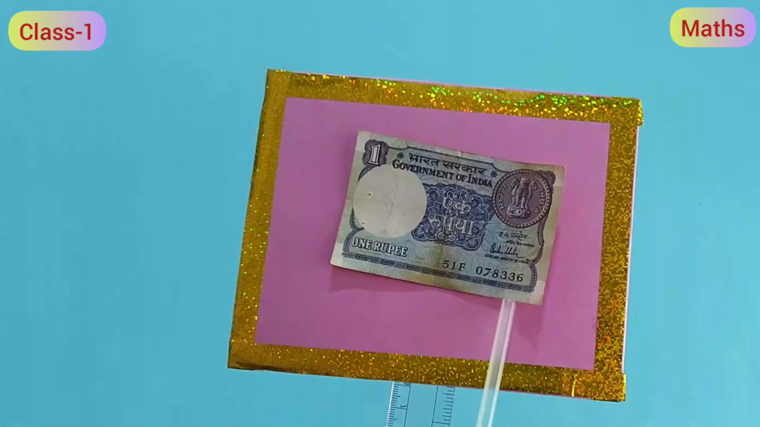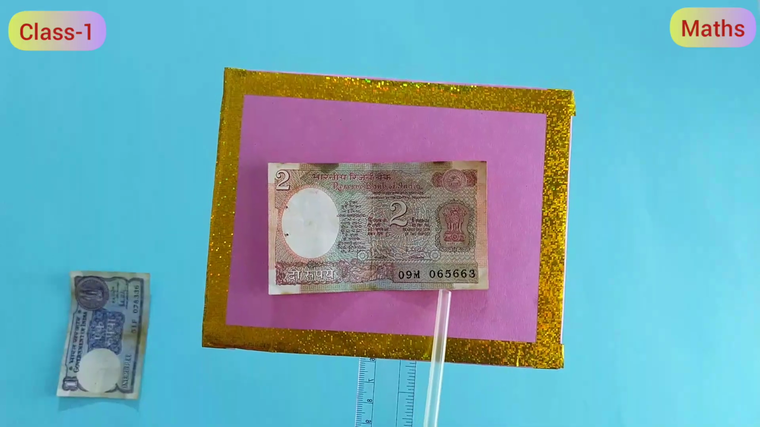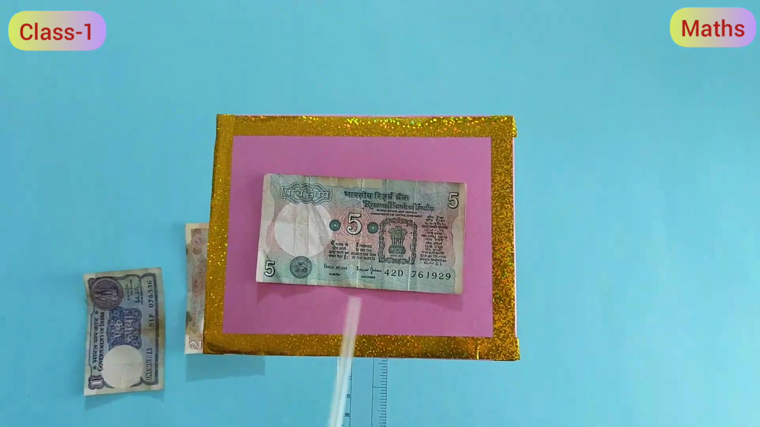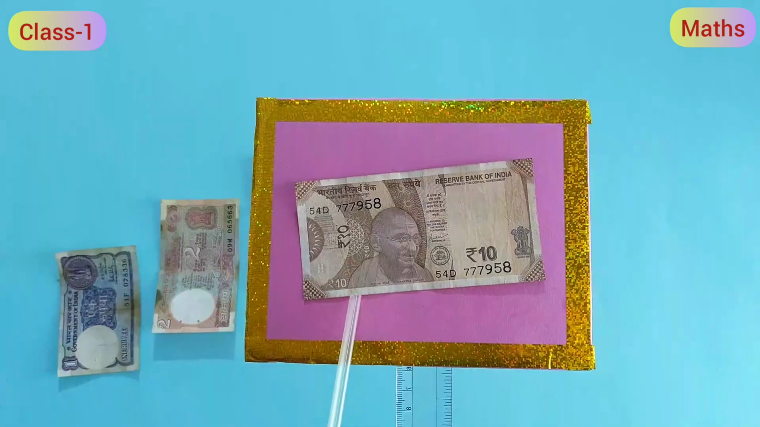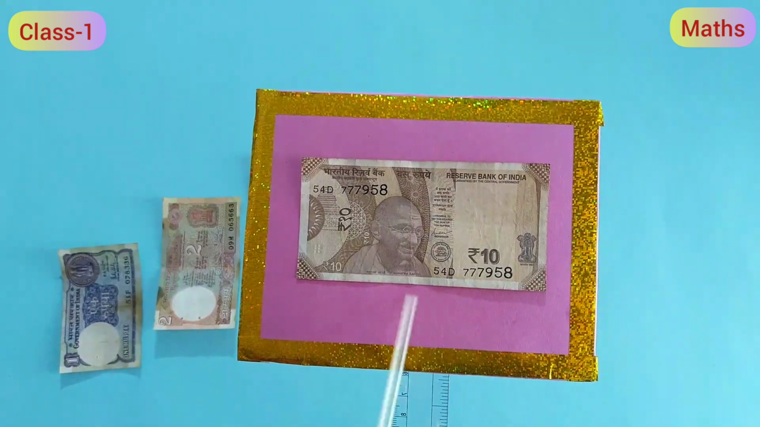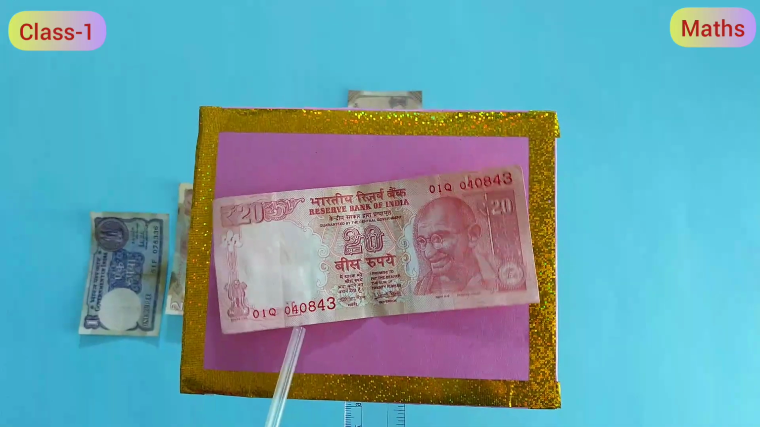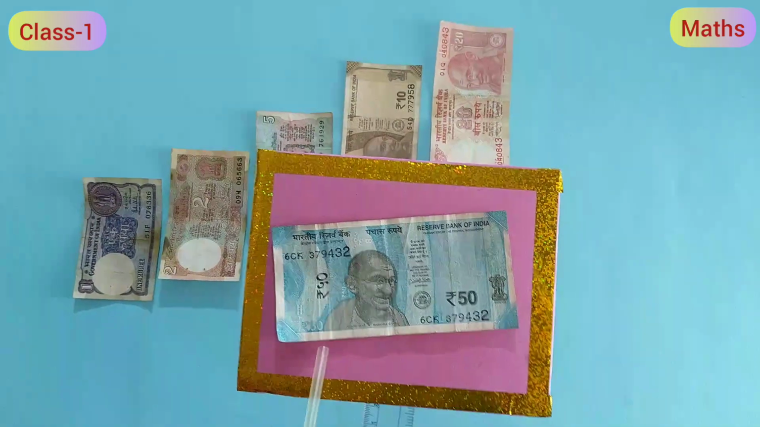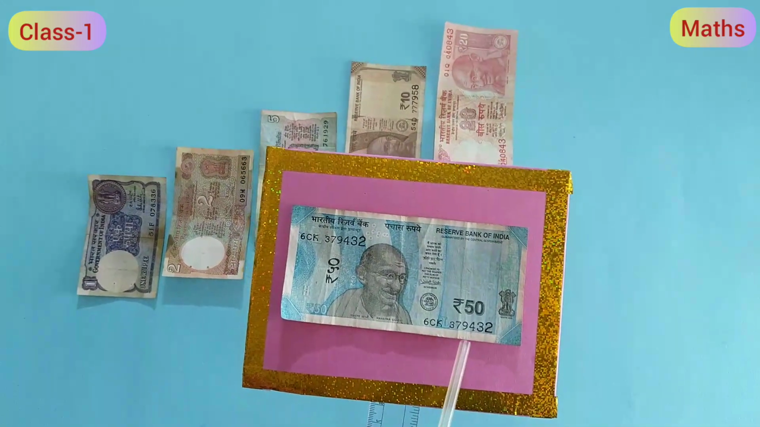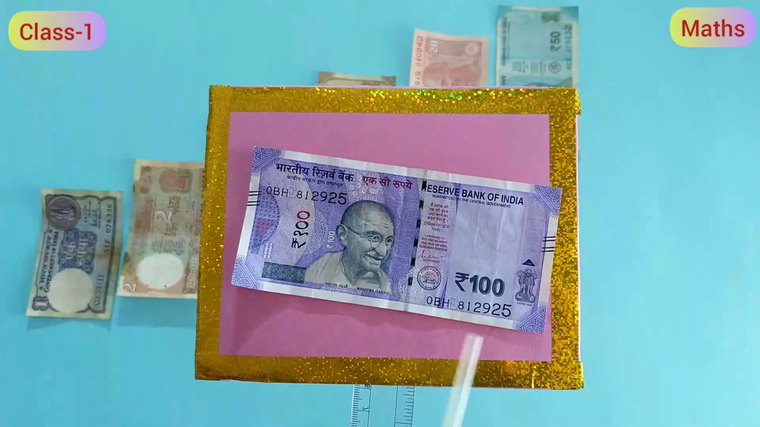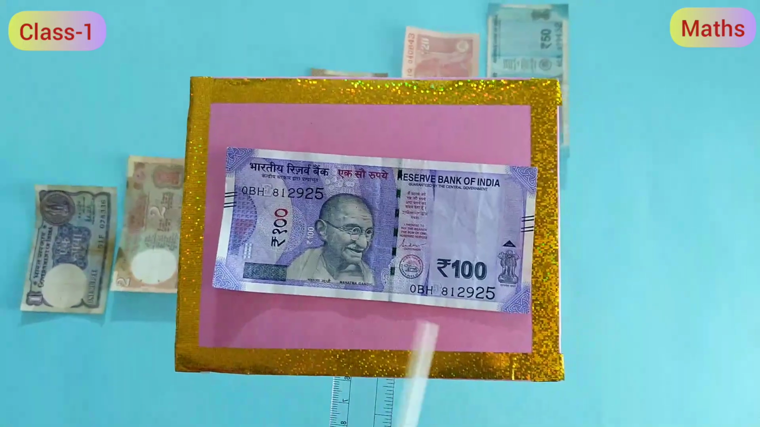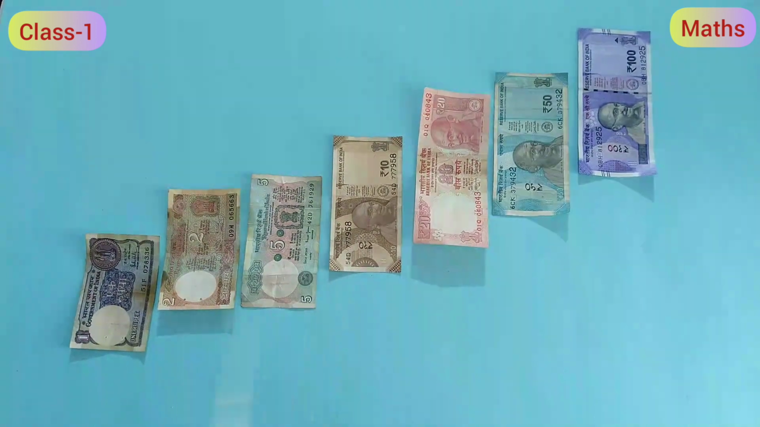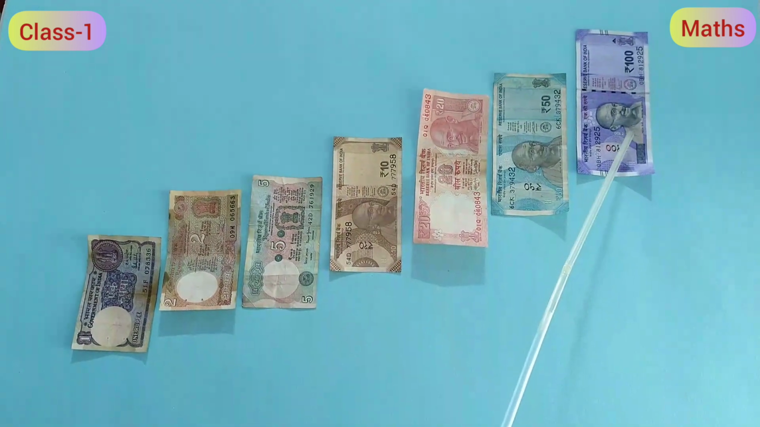Students, this is 1 rupee note. It's a 2 rupee note. This is 5 rupee notes. Students, this is 10 rupee note. Now this is 20 rupee note, dear students. This is 50 rupee note. And this is 100 rupee note, dear students. So these are some of the notes prevailing in our country, ranging from rupee 1 to rupee 100.